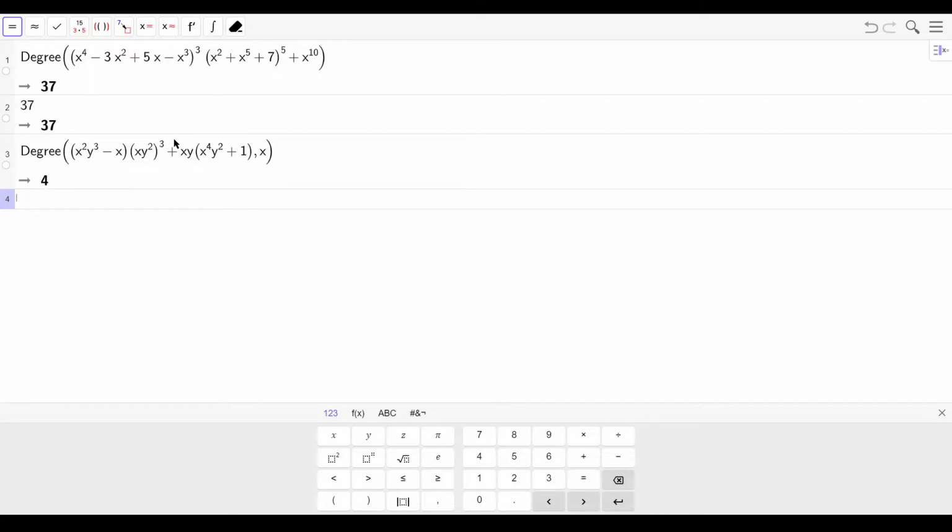How is that possible? So there might be a matter of simplification. We didn't see that. Do you see if I have typed something wrong? x to the power of 2 y to the power of 3 minus x times xy squared to the power of 3 plus xy times x to the power of 4 y squared plus 1. Apparently I haven't typed anything wrong, but the answer GeoGebra provides is 4. The answer I got was 5. Why is that? Let us check. So this is why it's always good to check your answers.